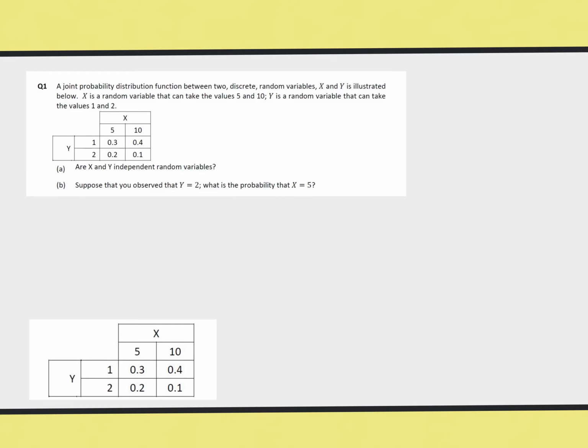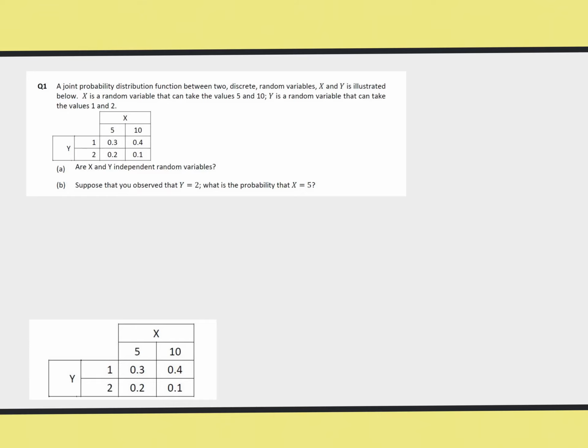In this exercise, we are presented with a joint probability distribution function for the random variable x and the random variable y. X can take the value 5 or 10, y can take the value 1 or 2, and we can see that because all of these probabilities add up to 1, if this is a well-defined probability distribution function, then the pairs of outcomes must be mutually exclusive.